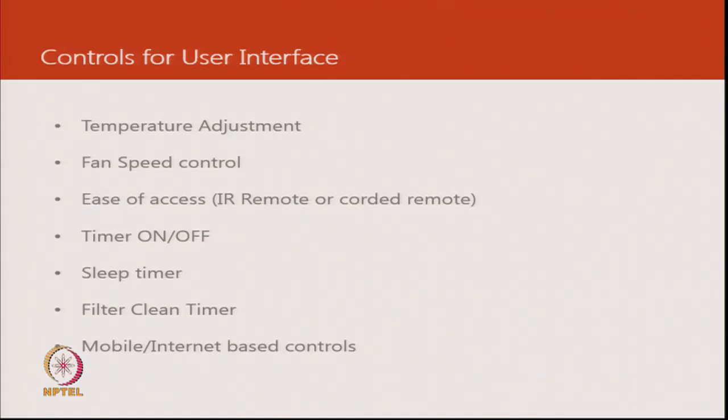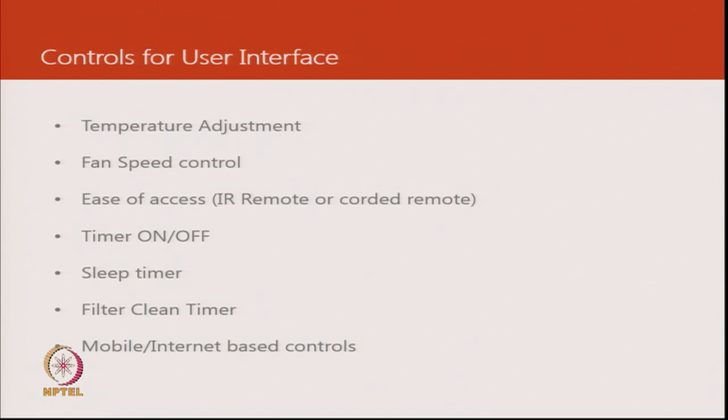Then we will take a quick look at some controls that we use for the user interface. So far we looked at different ways of addressing safety, and now we're looking at controls first for user interface and then for protecting components. So temperature adjustment is something very common, simple. We need it as a very basic thing when interacting with air conditioners.